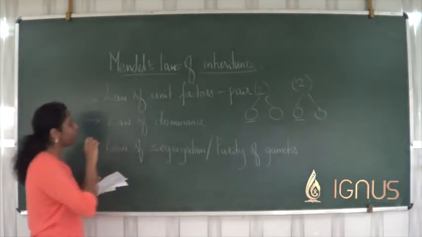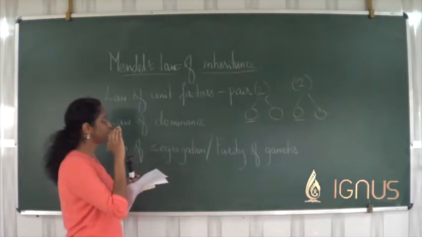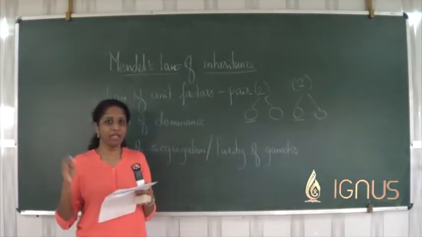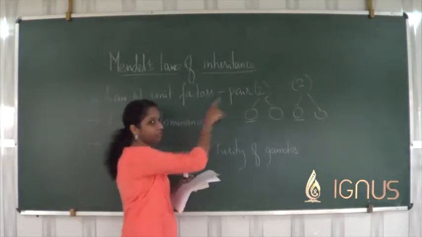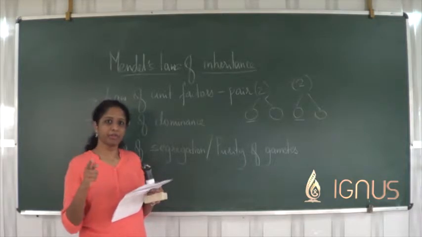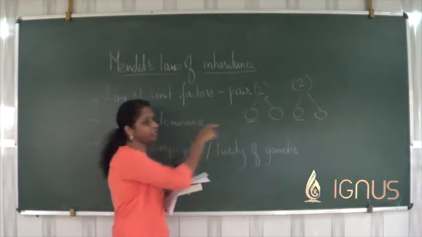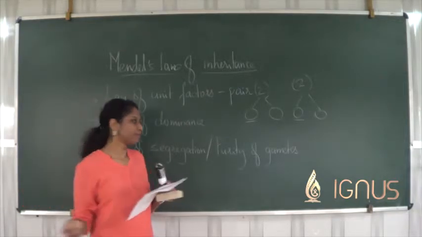So the law of unit factors is stating that any phenotype is governed by a pair of factors, and during gamete formation, one from the pair is going to enter each of the gametes, which is again going to get passed on to the offspring.